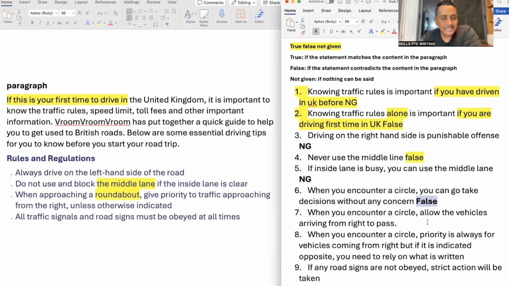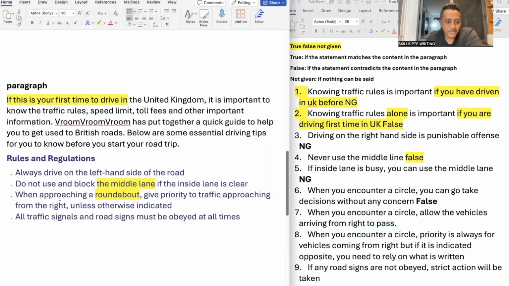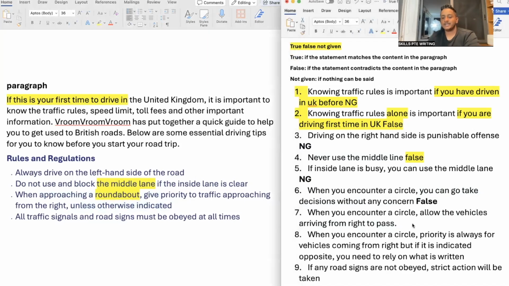When you encounter a circle, allow the vehicles arriving from the right to pass. This is the information that is given. When you encounter a circle, give priority to traffic approaching from the right unless otherwise indicated. If something else or opposite is indicated, it's fine. If nothing is indicated, then what is the answer? Seventh one? What is the answer for the seventh one? It's a straightforward true. Great.